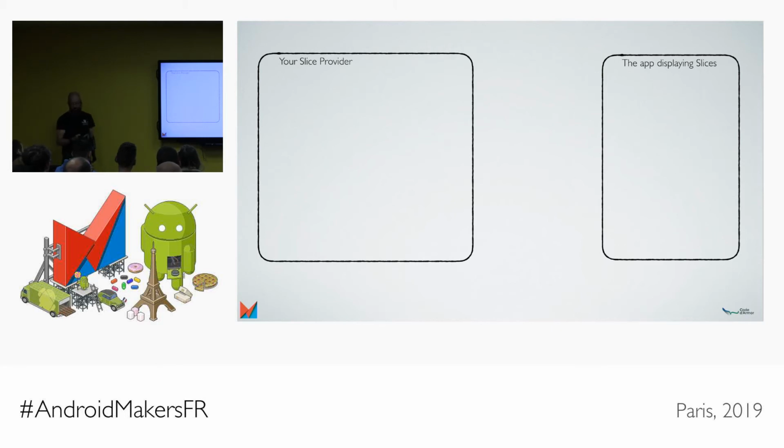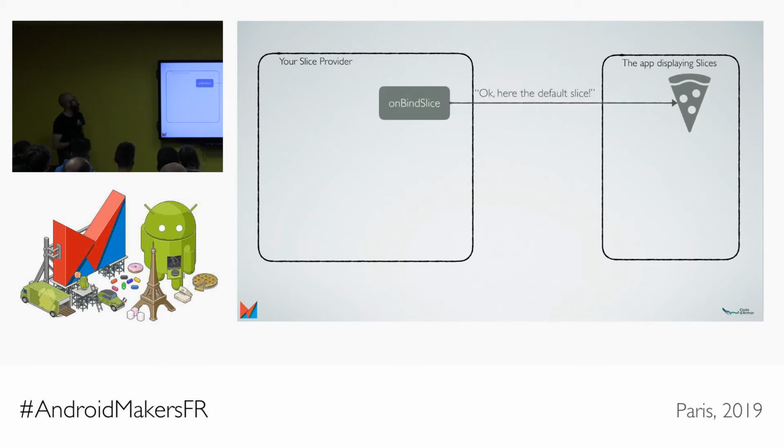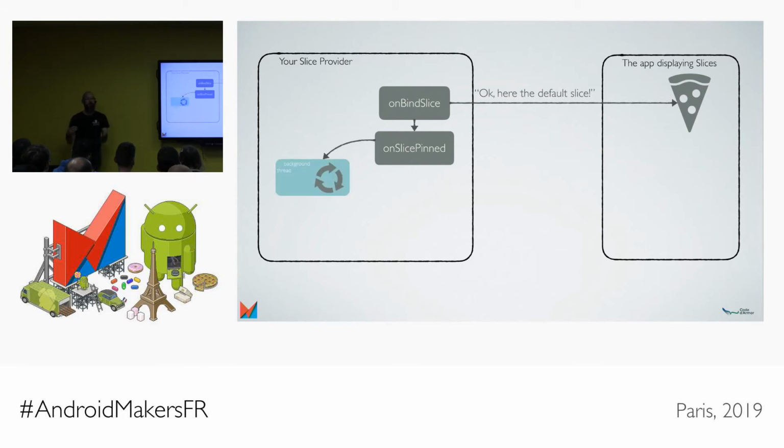So what are these 2 functions and when are they called? First, onBindSlice is called, and it provides straight away a slice. Immediately after onBindSlice is called, the function onSlicePinned is called. Basically, it tells your slice provider there is a slice displaying application which is hooked to your slice. So if you want to do some background process, you can. And basically, that's when you would start a background thread. This background thread doing its logic.